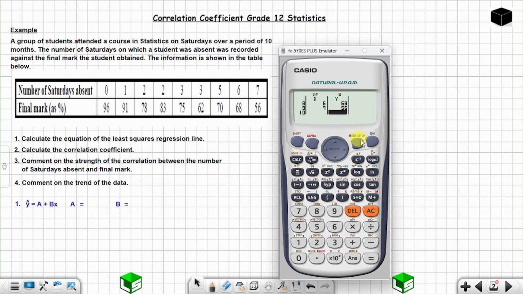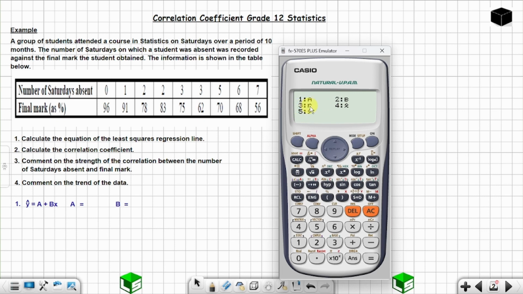Now you are going to press AC. You are going to press shift and then stat. Can you see stat above 1? So you are going to press 1. Now you have this. You are going to press option 5 for regression. Now you have A and B and you also have R.